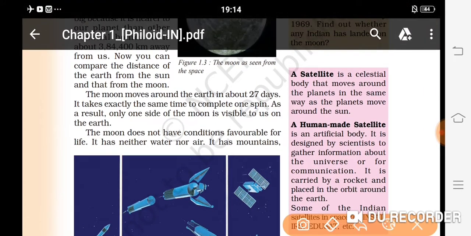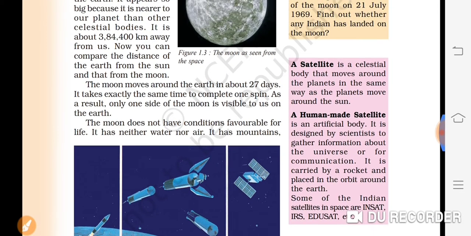And the second thing is the most important concept you will find here. Let me read it. The Moon moves around the Earth in about 27 days. It takes exactly the same time to complete one spin.